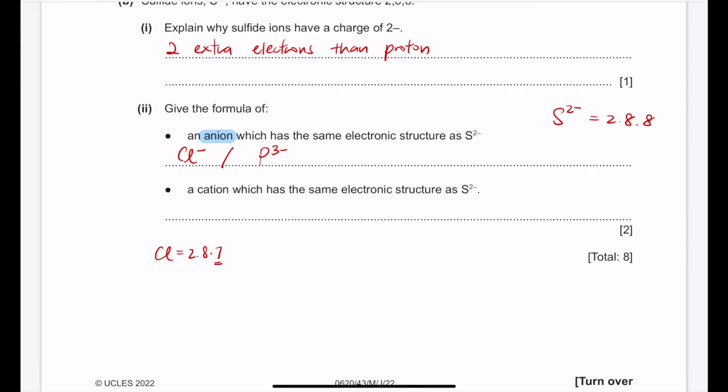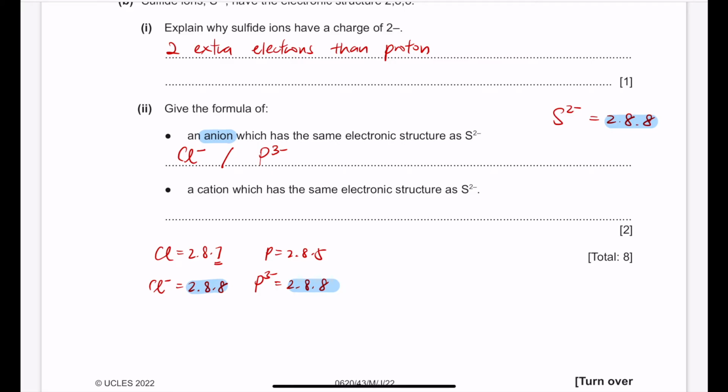So it gains 1 to form 2,8,8, Cl-. And then P initially is 2,8,5. So it gains 3 to become 2,8,8, P3-. You see, 2,8,8. So this is the reason why the answer is Cl- and P3-.